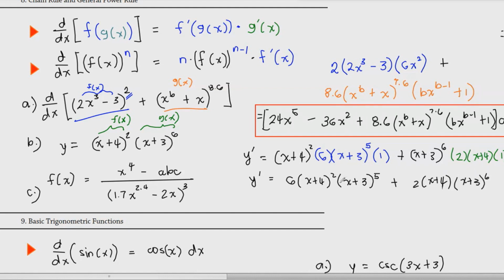Just to be parallel with this. Now, if you wanted to factor out 2 and then x plus 4, and then x plus 3 to the 5th, you're free to do so, simply because you can factor them out and then multiply it with what's left here, which would be x plus 3.